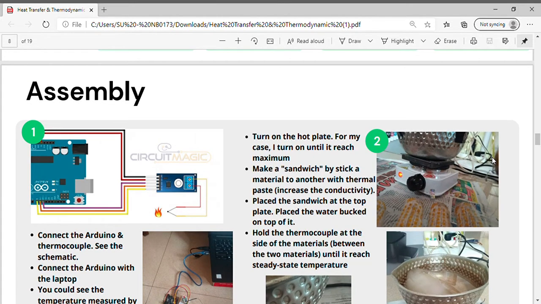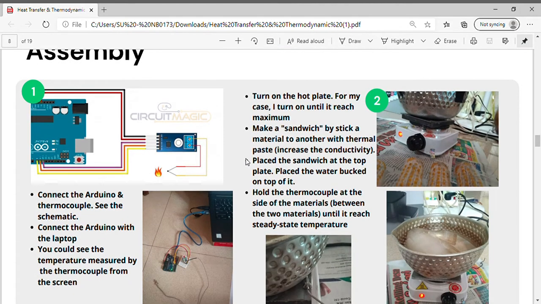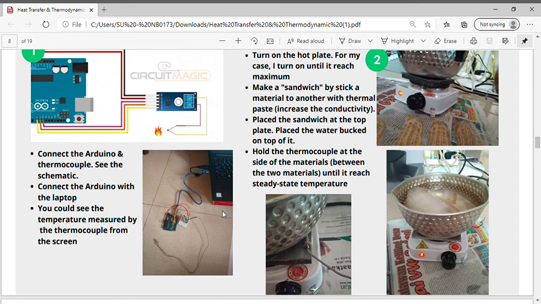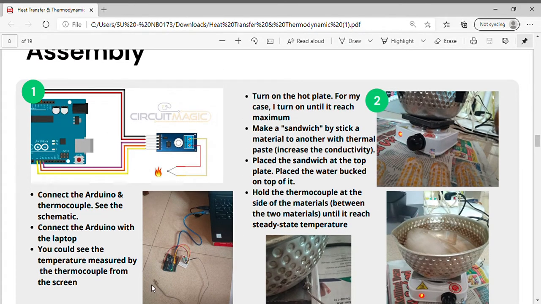And this is how the setup would be assembled. First, we assemble the electrical components. So I connect the Arduino with the thermocouple. It is the schematic of it, and then I connect it again to the laptop that I use and put some code on there. This is the thermocouple, and this is the Arduino connected to my laptop.